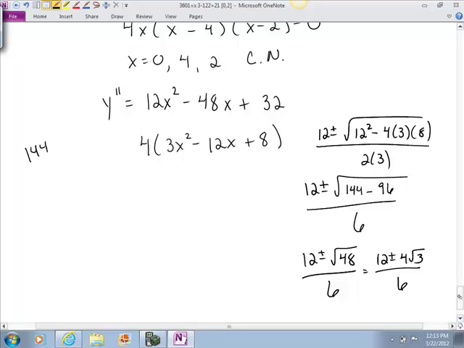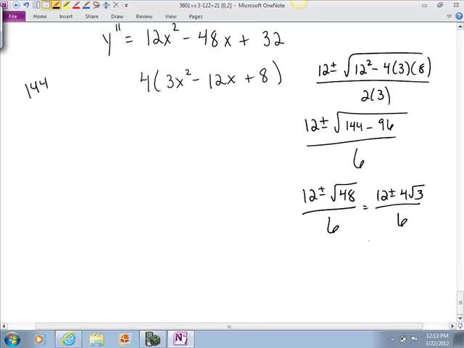Mm-hmm. And then 4 goes into both of them, so 12 over 6 is going to be 2 plus or minus, and then 4 over 6 is 2/3 square root of 3. So those are your possible points of inflection.